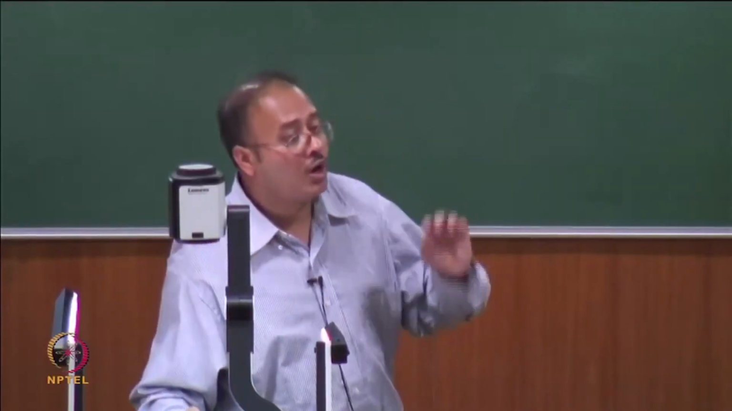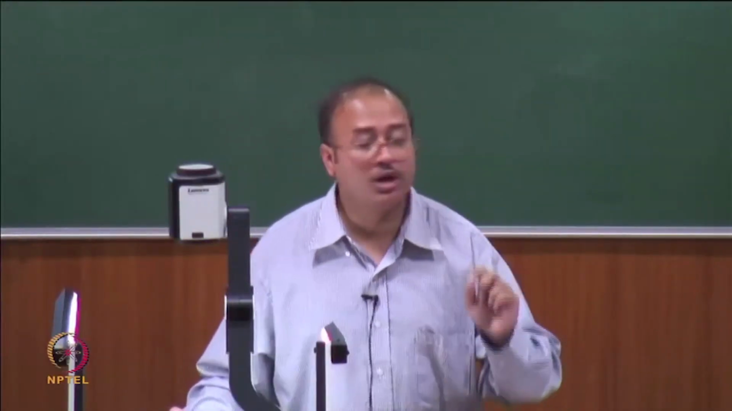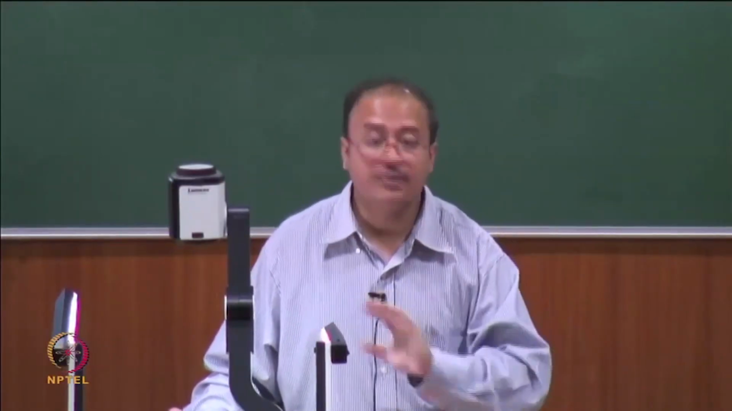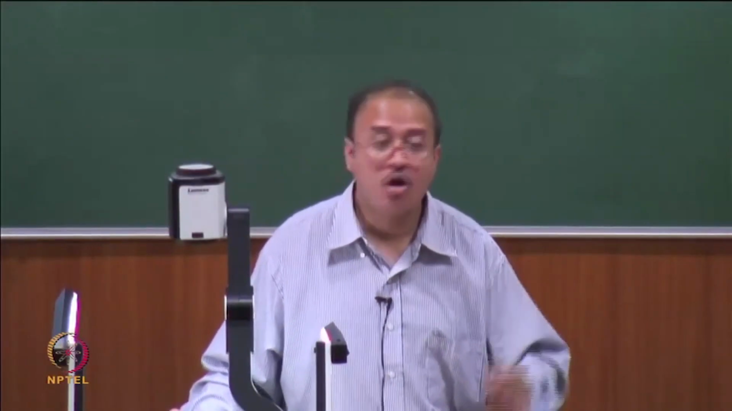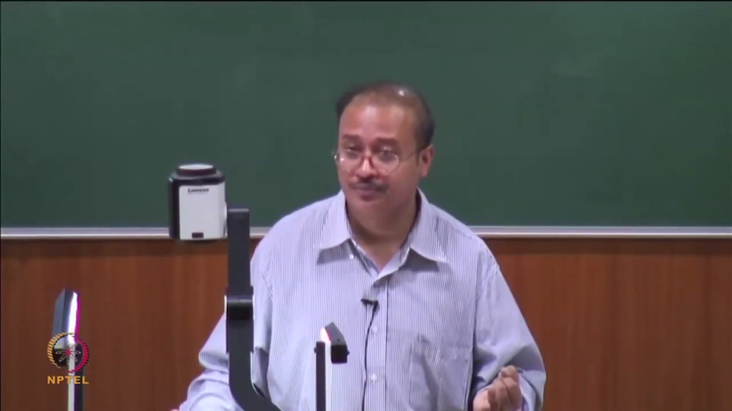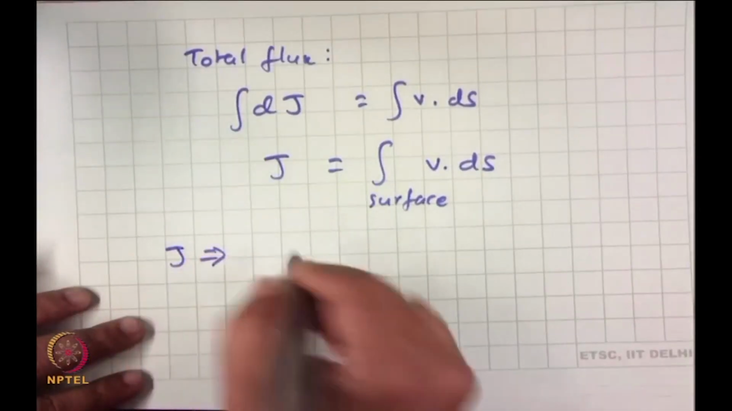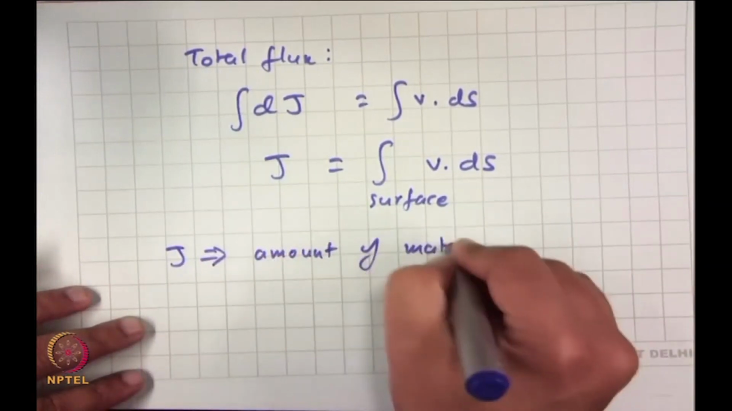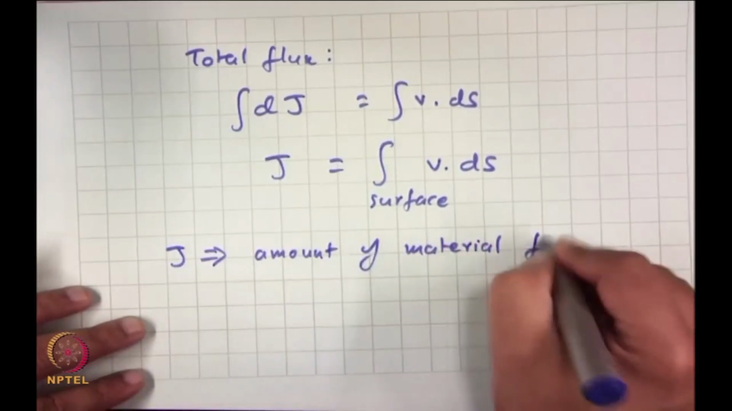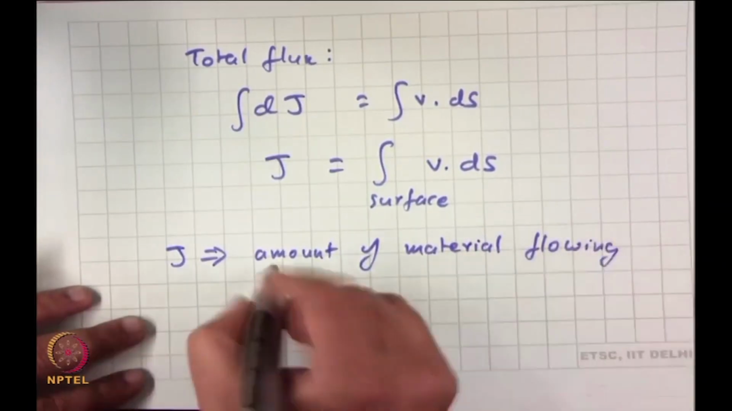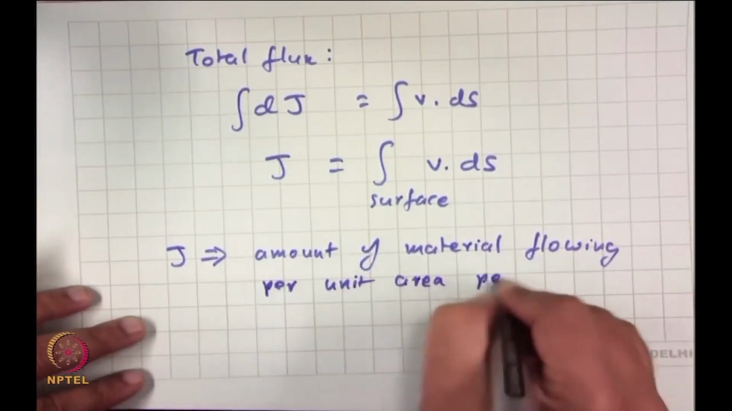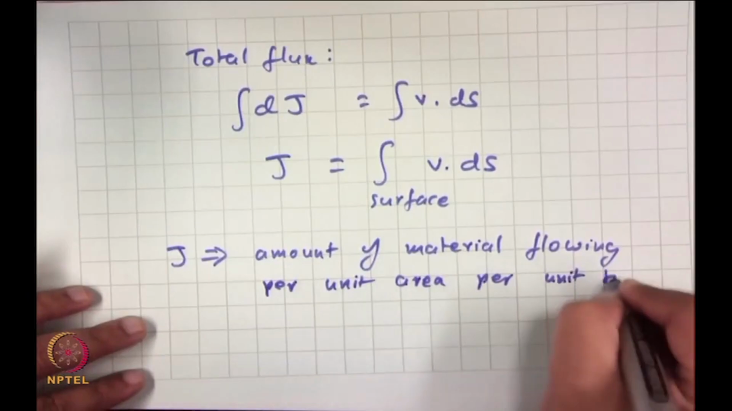Then how can one define j? I will come back to this, but how can one define j? J can be defined as the amount of flux or the amount of material you have per unit area per unit time, okay. So, that means j can be defined as the amount of material flowing per unit area per unit time.